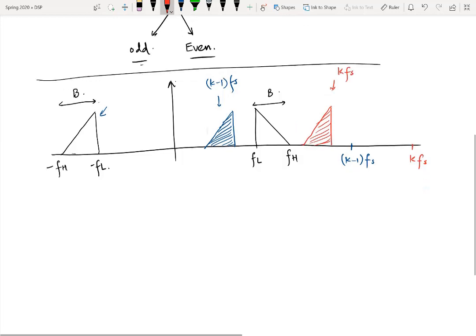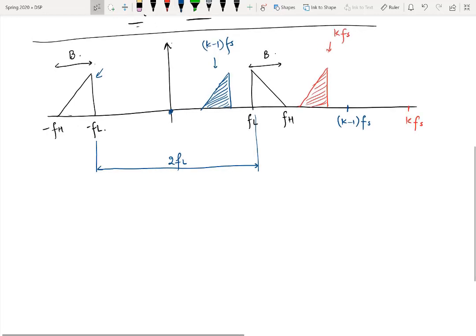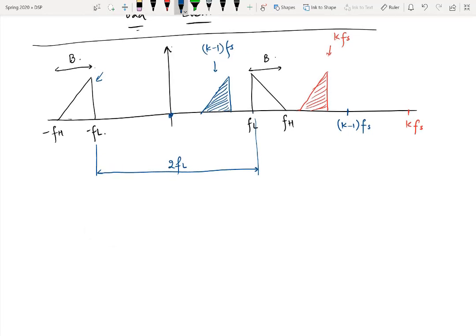Now we have to formulate some labeling in order to find the condition. First of all, let us see the range from this point to this point, what is this range? Because from the origin to FL, it is FL, and the same on the other side. So you can say that it is 2 times FL, right? This is the first point. And secondly, what about FH? For FH, you should observe that this particular point and this particular point, if you see this range, it comes out to be 2FH.